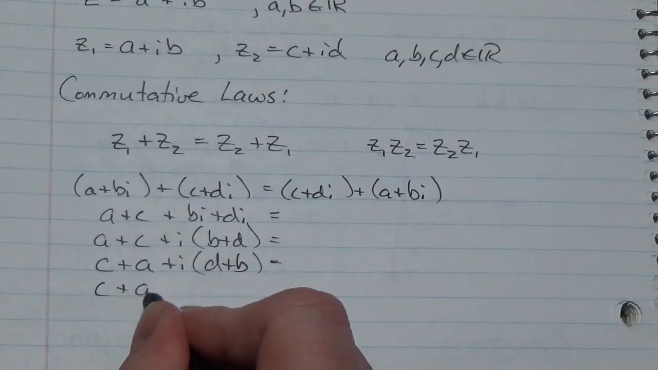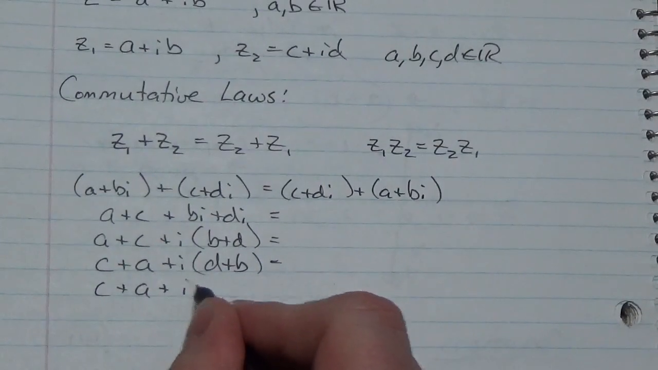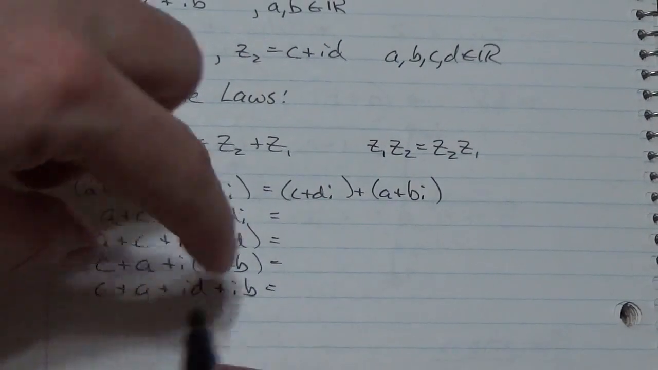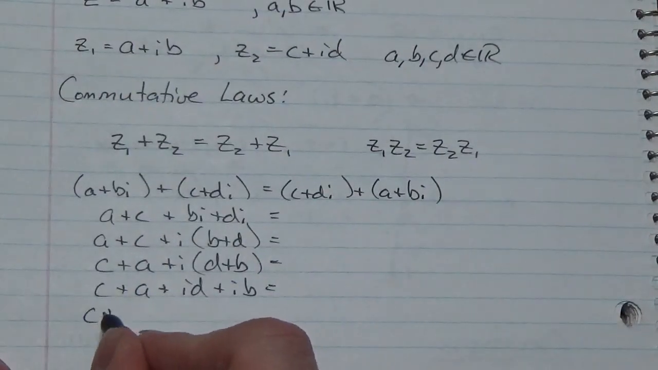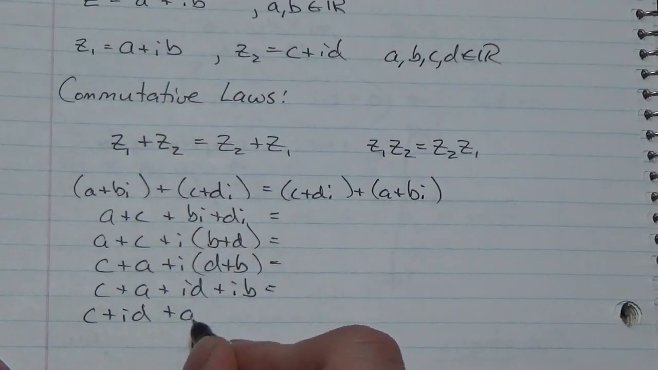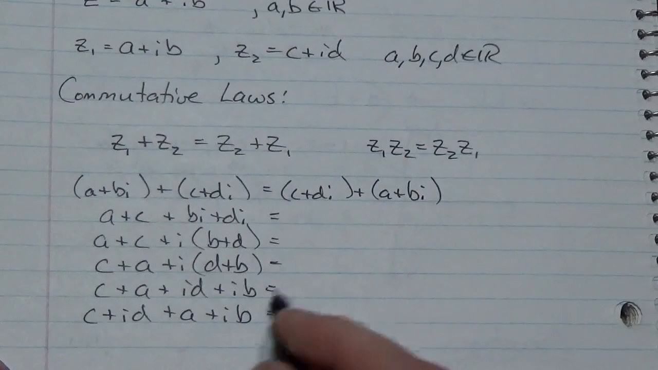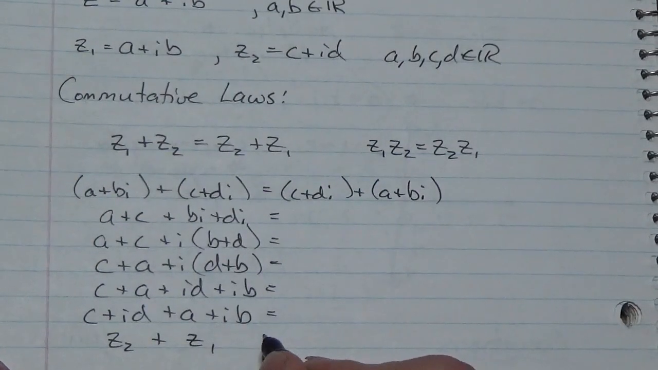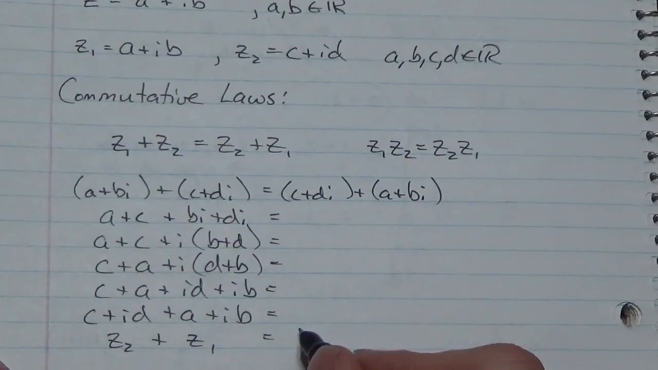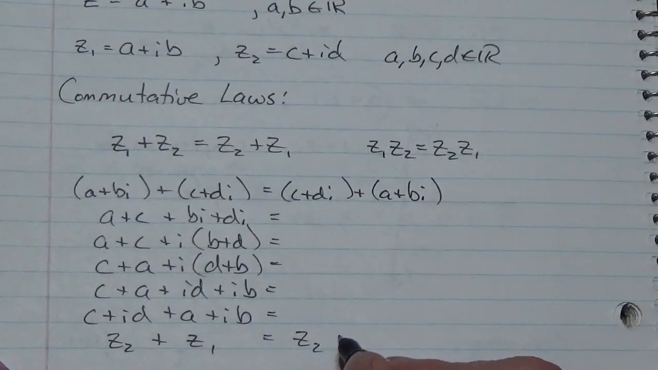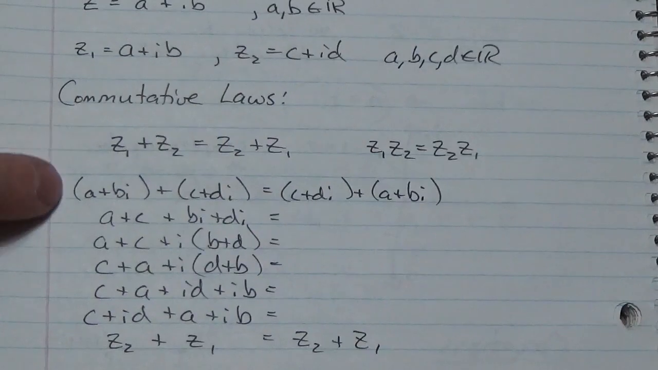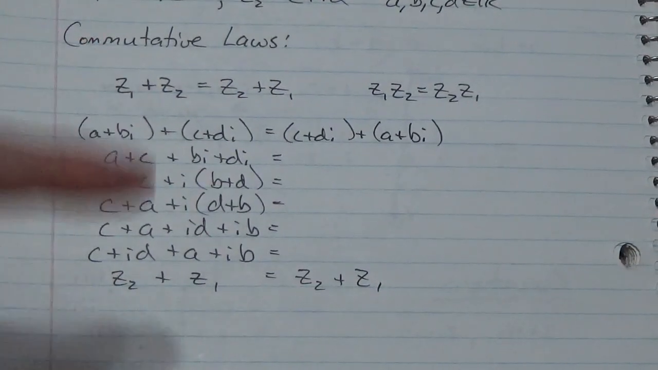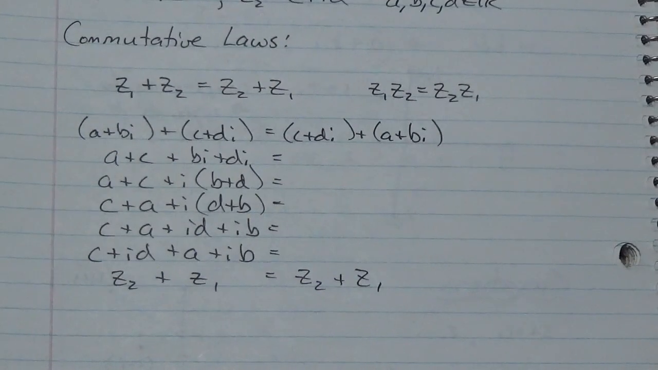And so now, if I redistribute that i through and then move the terms here, I can get c plus id plus a plus ib, in which case we have z2 plus z1, like what we've got right here. And these are the same all the way down. So I've been able to show that z1 plus z2 is the same as z2 plus z1.